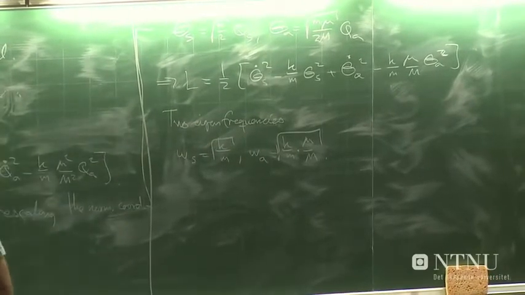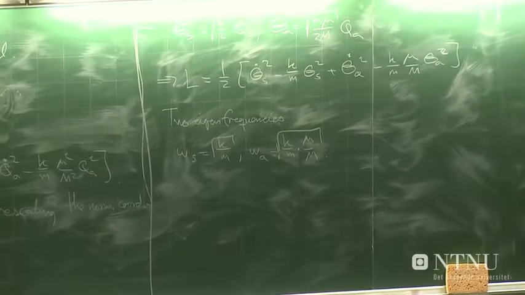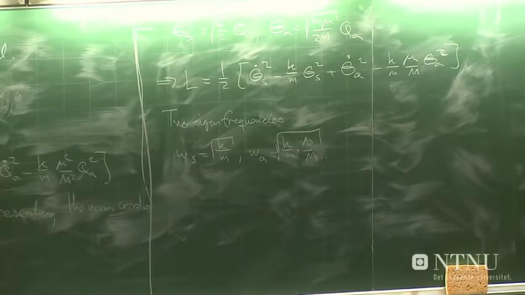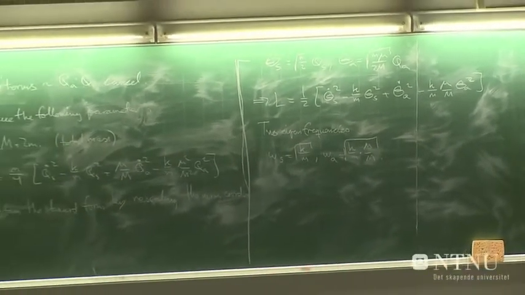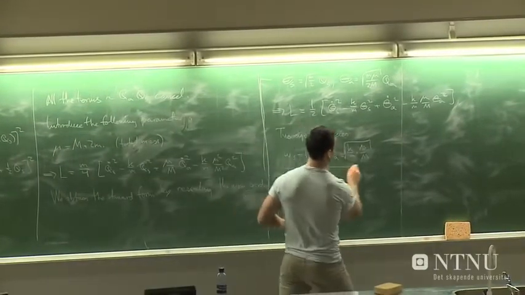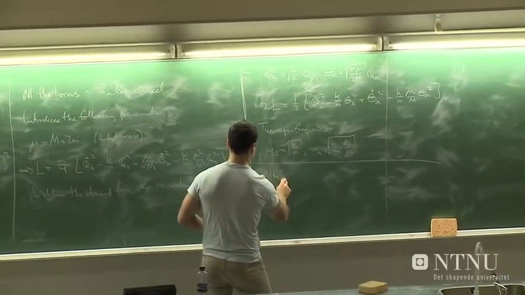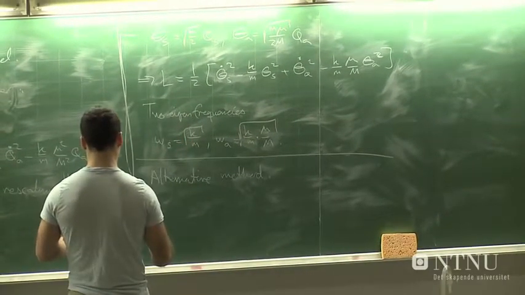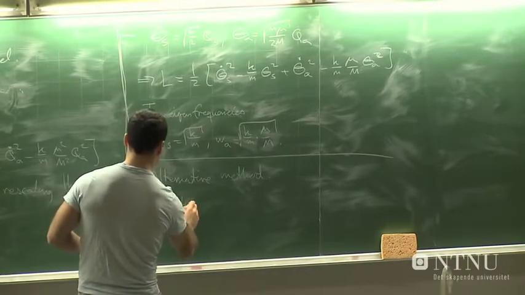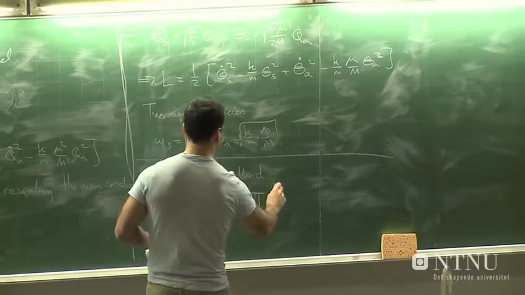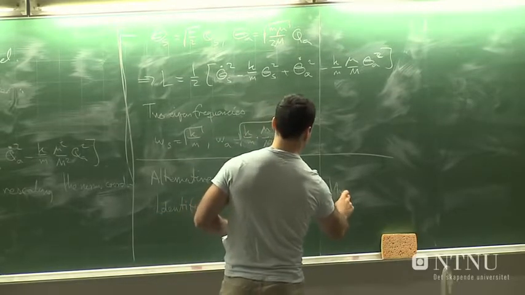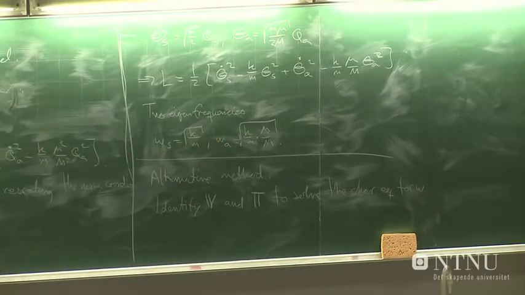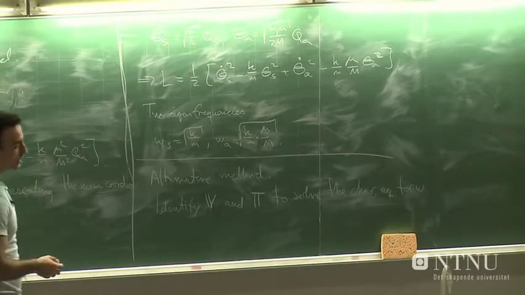That's one way. The other way, which we sketched in the previous lecture, was to just use the Lagrangian with the original generalized coordinates and then calculate the eigenfrequencies from the determinant of this matrix V minus omega squared T. So the alternative method here is to identify the matrices V and T in order to solve the characteristic equation for the eigenfrequency squared.